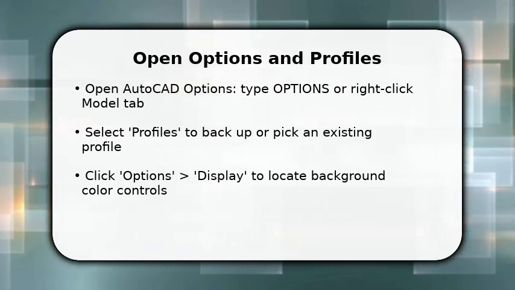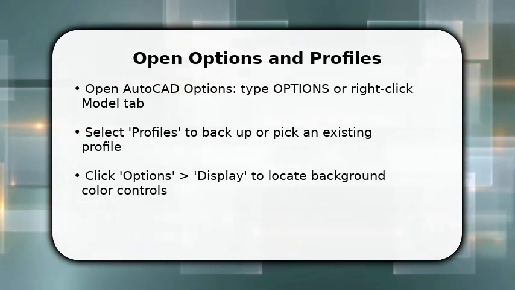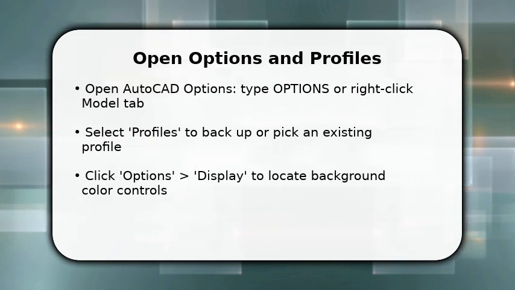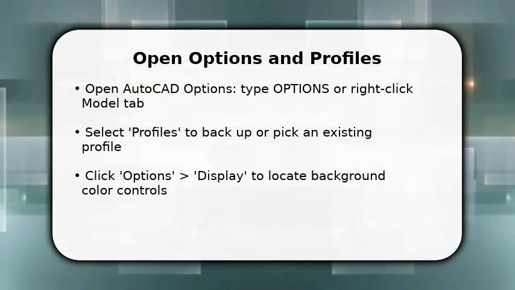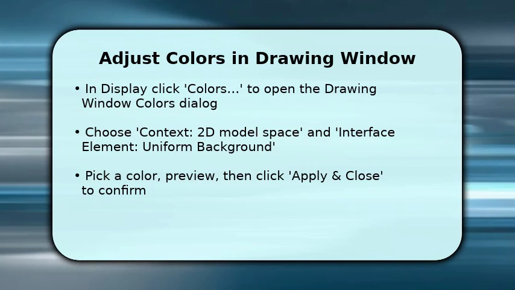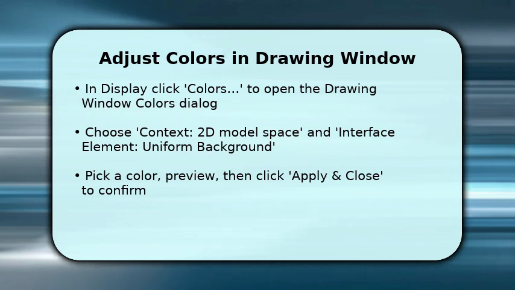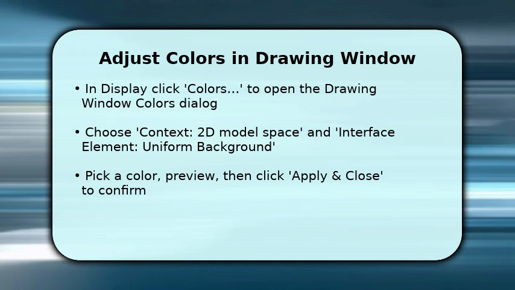Make sure you saved a profile first, because changing system colors affects all drawings unless stored to a specific profile you can restore later. You now change the actual background color through the Drawing Window Colors dialog. Once open, set context to 2D model space and then choose Interface Element Uniform Background so you affect only model space, not paper space. Pick a color using the palette or define a custom RGB value.